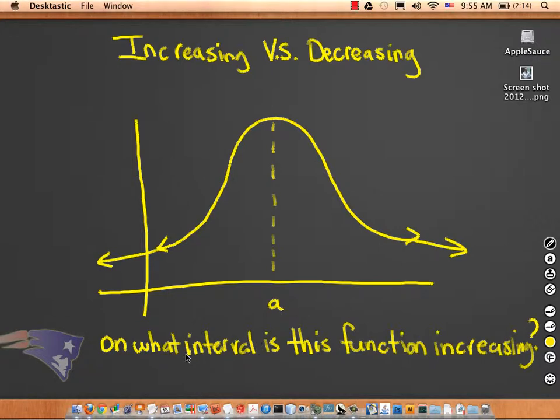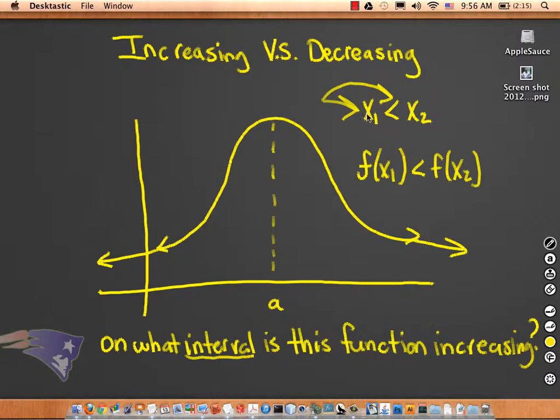And when I say on what interval, what I'm asking is what x values do I plug into the function and get y values that keep going up? So in other words, if I have two different x values, x1 is less than x2, then increasing would mean this, Jacob. It would mean that f of x1 would be less than f of x2. That's what it means to increase. These are two totally different values, and one is less than the other. Okay? So this is one way that we can do this.